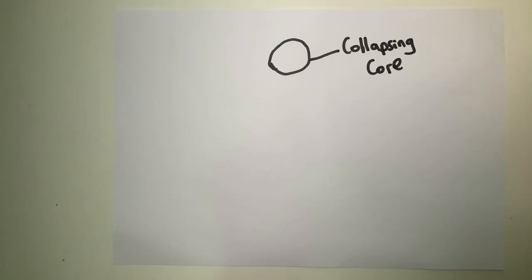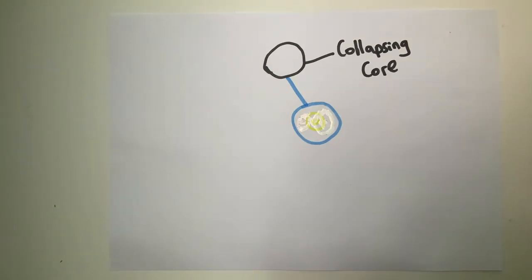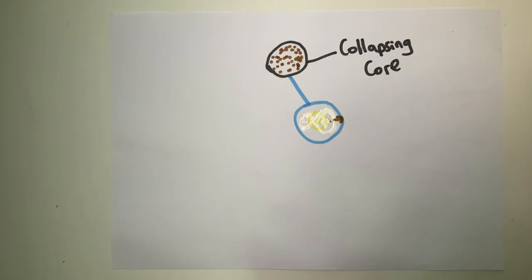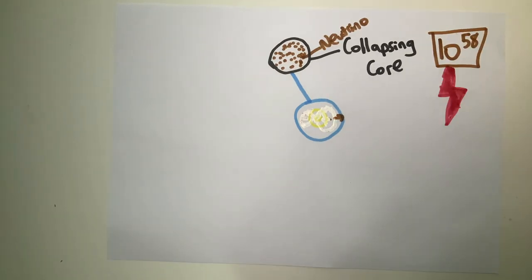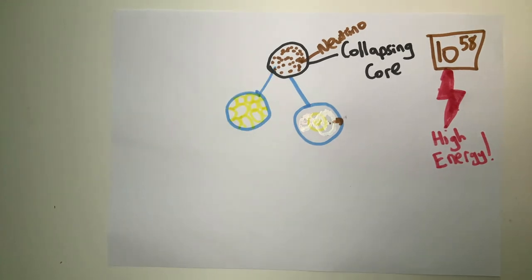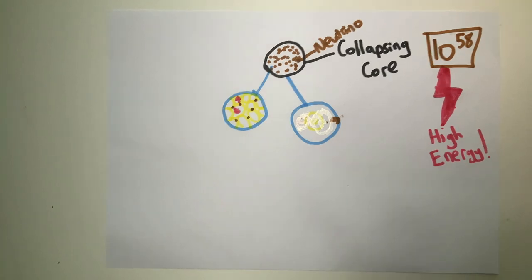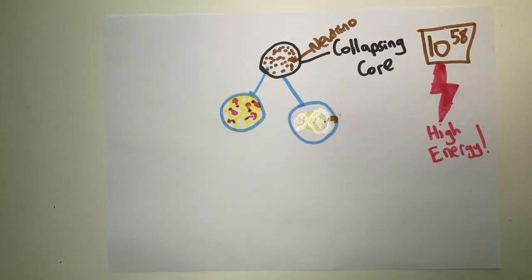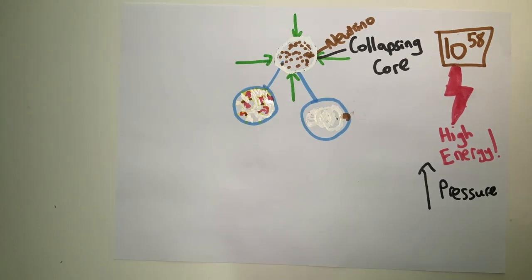Yet when the electrons combine with protons, they produce an uncountable number of neutrinos, around 10 to the 58, which contain high energy. Due to the extreme density of the collapsing core, the neutrinos are forced to collide with neutrons, and the core manages to capture some of the ghost particles' energy. The added pressure causes the collapsing star to violently explode in a supernova explosion.